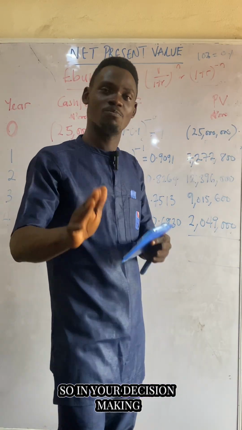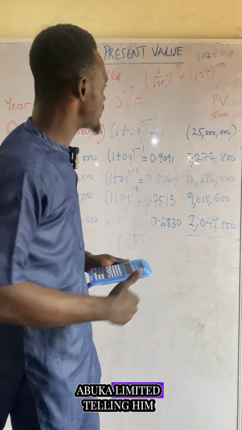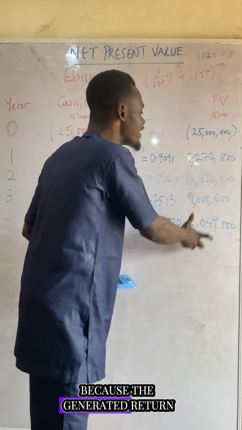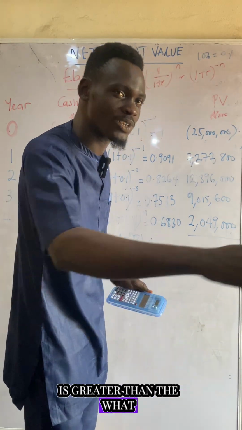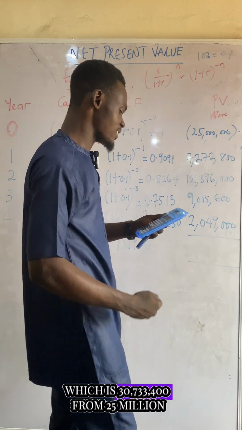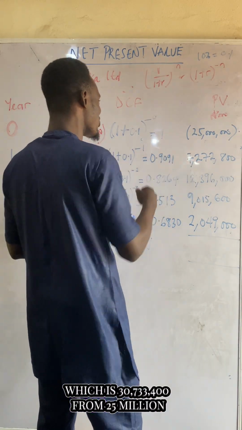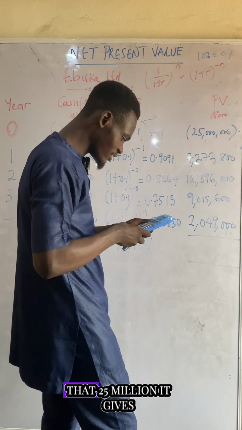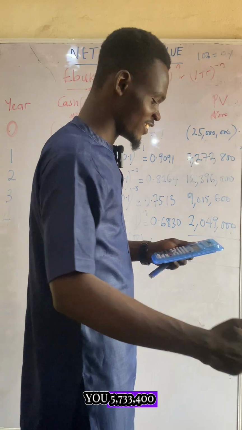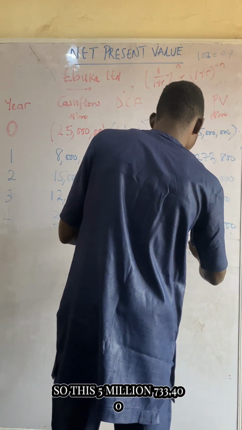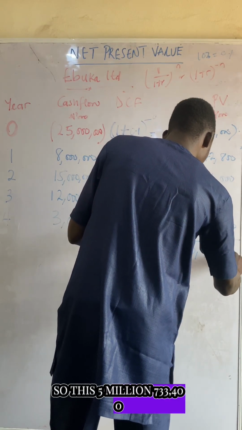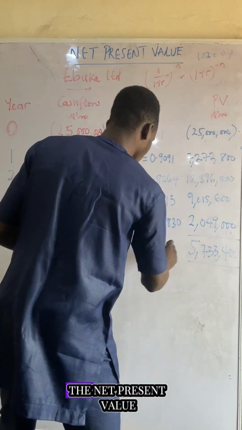So in your decision making, you make decision for Ebuka Limited, telling him that he can invest. Go ahead with the investment. Why? Because the generated return is greater than the what? Initial investment. So by the time you subtract the total of your returns, which is 30,733,400, from 25 million, let's do that. 25 million, it gives you 5,733,400. So this 5,733,400 is what we call the NPV, the net present value.